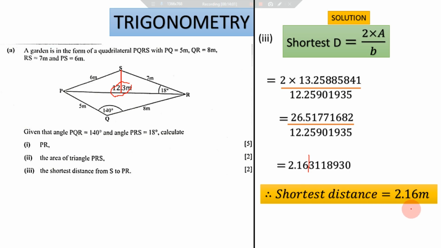This is the final answer for the shortest distance. Remember, we are avoiding rounding off our values before the final answer to avoid making mistakes, because one silly mistake here will end up costing you on all the questions that follow.